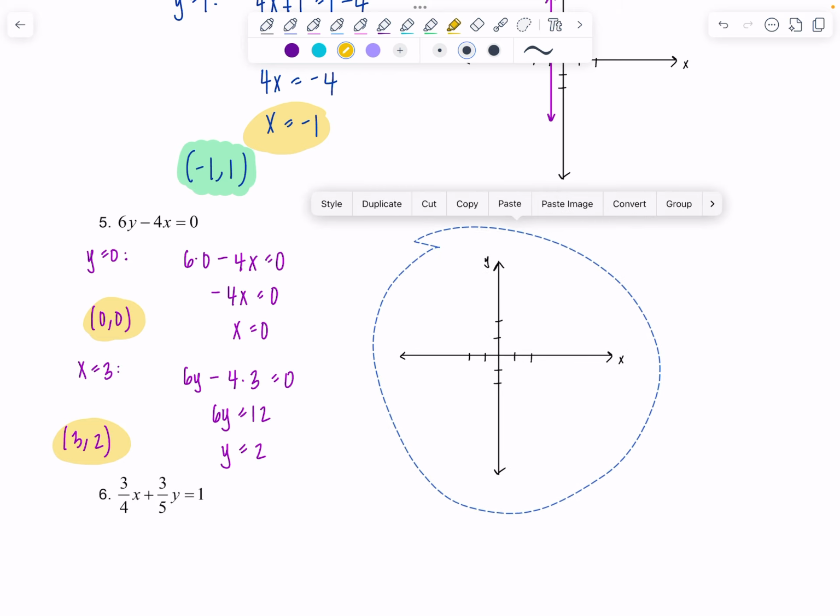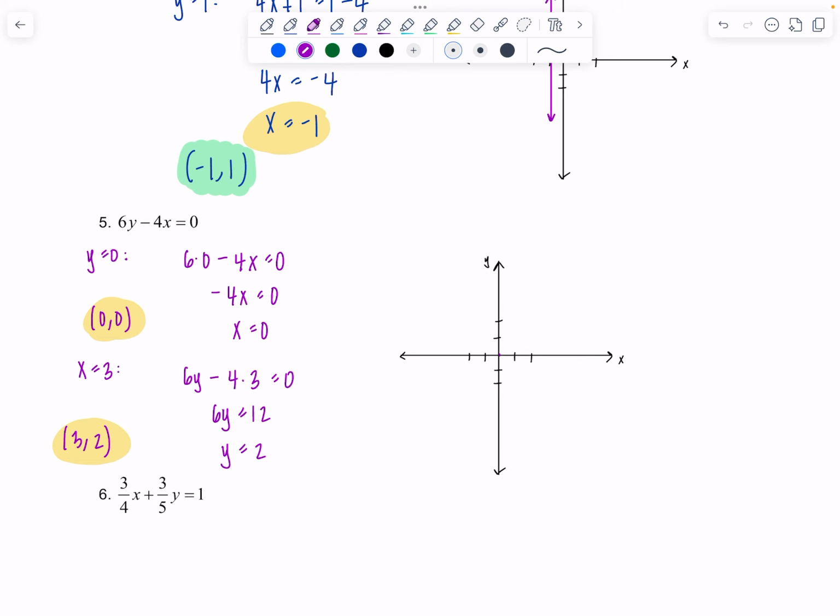Let's plot it. So we've got (0, 0), and then (3, 2), over 3, up 2. And this guy goes through the origin. Ooh. Don't forget the arrows. Good.